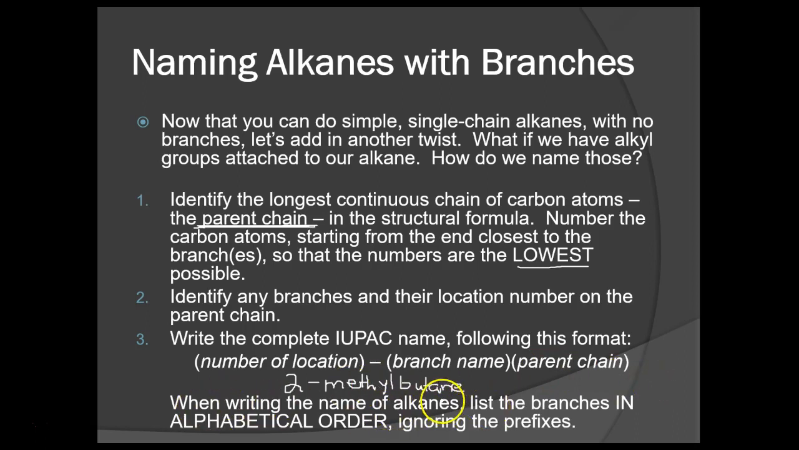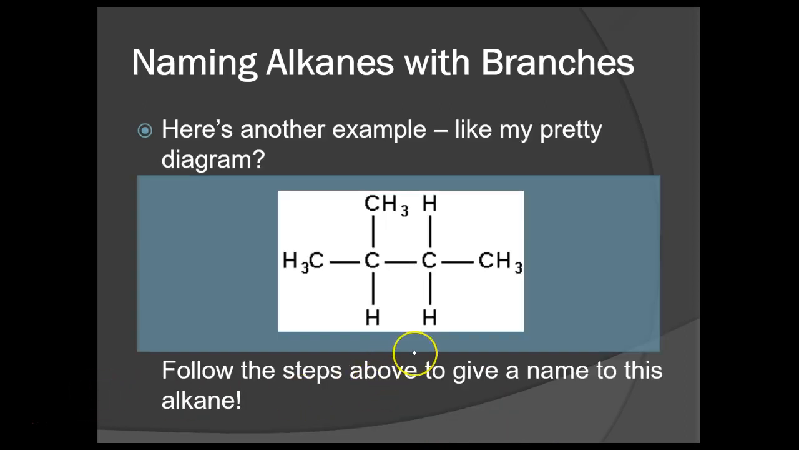When writing the names of the alkanes, list the branches in alphabetical order. For example, if we had another branch, and let's say it was an ethyl or 2-carbon branch, then it would be ethyl methyl butane in alphabetical order. E comes before M, so it's ethyl methyl butane. The parent chain always comes last. No space between here, even though it looks like there is one. They just kind of go together. So 2-methylbutane, not 2-methyl butane. No space there. And we ignore prefixes in this case. So we're going to do an example here.